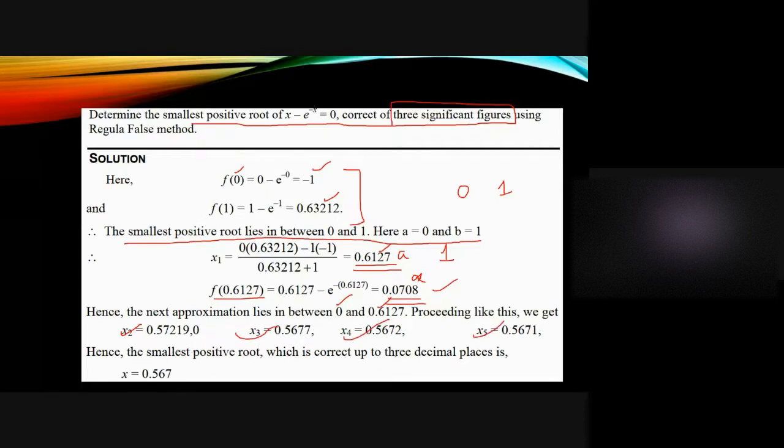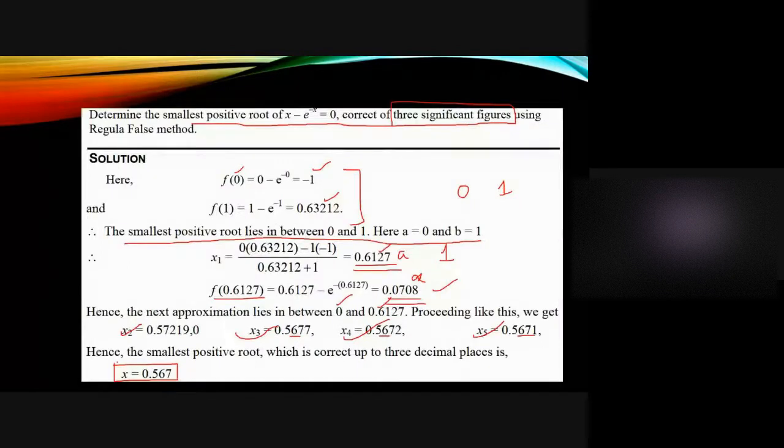And you can notice that the x4 and x5 values are the same in the third decimal, 567. No, it's correct, 567, 567. Even x3 is also having 0.567. So we were asked to stop with the 3 significant figures. So we reported only x is equal to 0.567. This will be the smallest possible positive root for the solution of this transcendental equation.